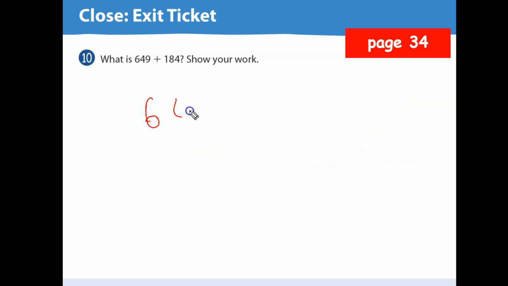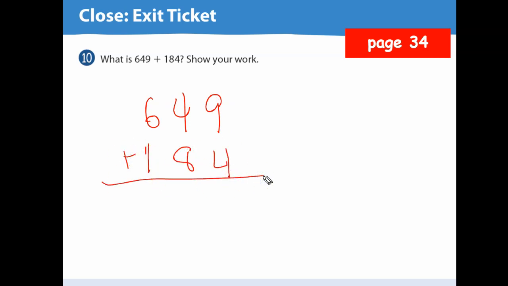Okay, another way to do it is just add them like this. Go ahead and solve that. So then you should have something like this. 9 plus 4 is 13. Put the 3 down. Carry the 1. 8 plus 4 is 12. Plus 1 more is also 13. Put the 3 down. Carry the 1. 6 plus 1 is 7. Plus the 1 that I carried is 8. So it should be 833. Okay, nice job.